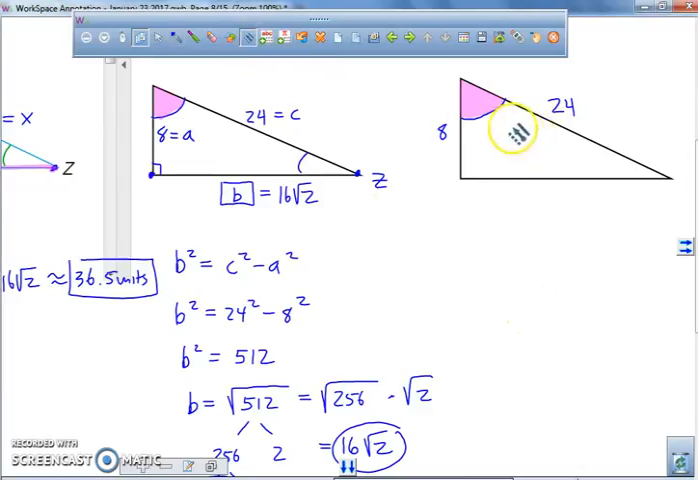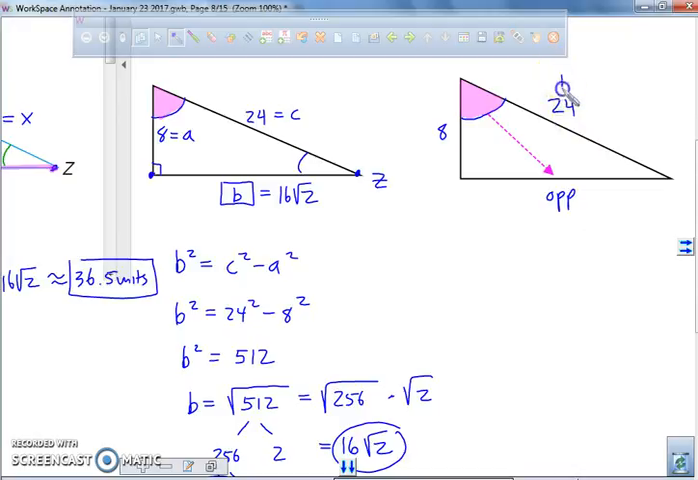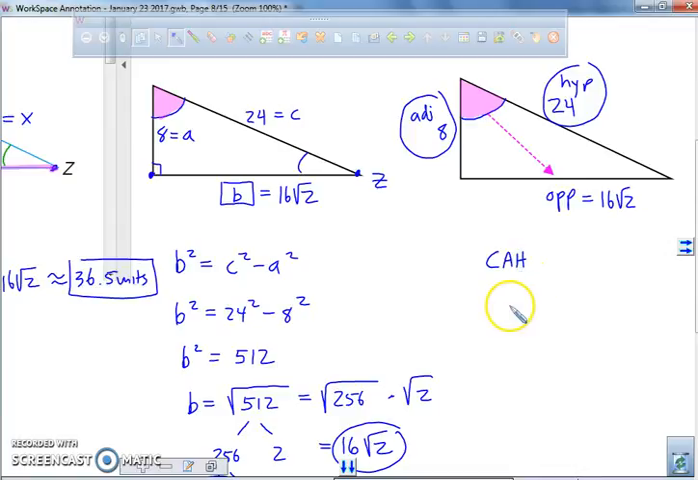Now, if I draw an arrow going across right there, that would mean this side is the opposite side. This is my hypotenuse, and this is my adjacent side. Which two sides do we have? We have the adjacent side, and we have the hypotenuse. Yes, we do have the opposite side. We called it 16 radical 2, but right now let's just use the 8 and the 24. Which trig ratio deals with the adjacent side and the hypotenuse? Cosine. Adjacent over hypotenuse.